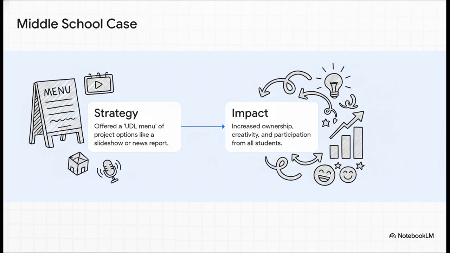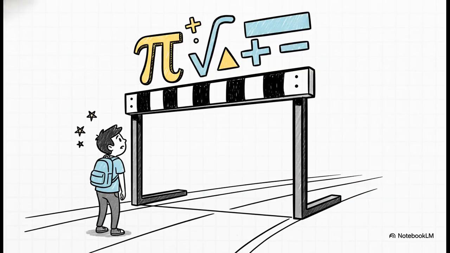The result was immediate. The kids who were normally checked out suddenly took real ownership of their work. The creativity was just incredible because they had control over how they showed what they learned. And for our last story, let's see how this plays out with older students.